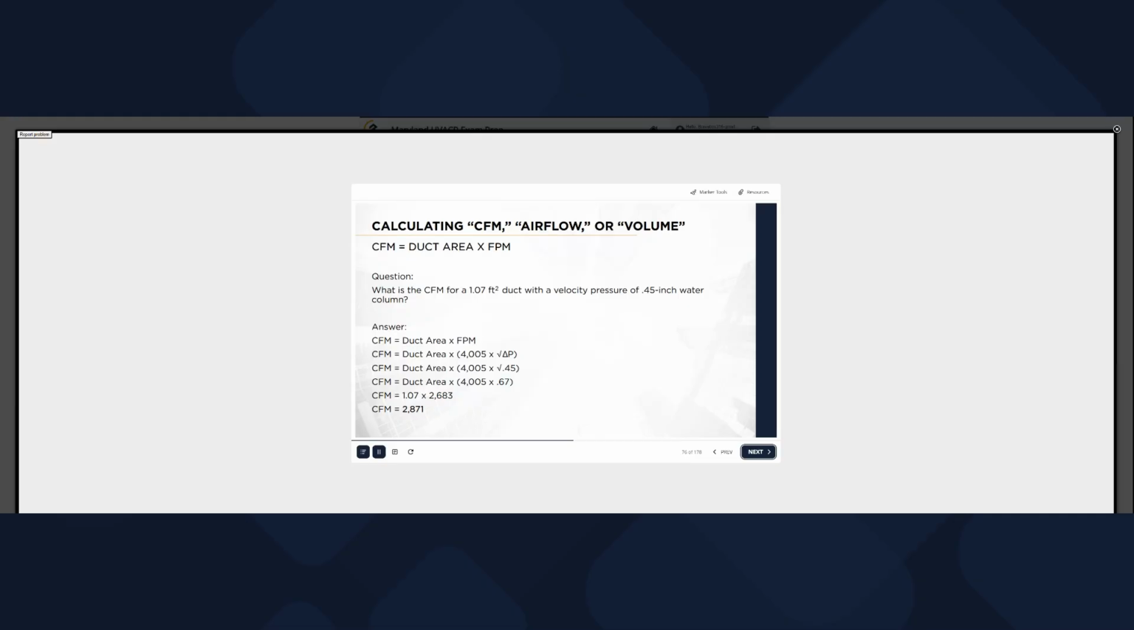Next, plug in the given numbers and solve in the order of operations. CFM equals duct area times 4005 times the square root of 0.45. CFM equals duct area times 4005 times 0.67. CFM equals 1.07 times 2,683. CFM equals 2,871.